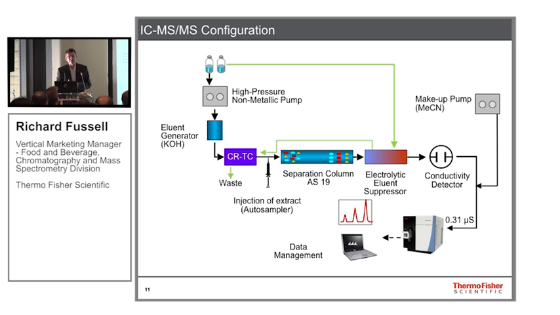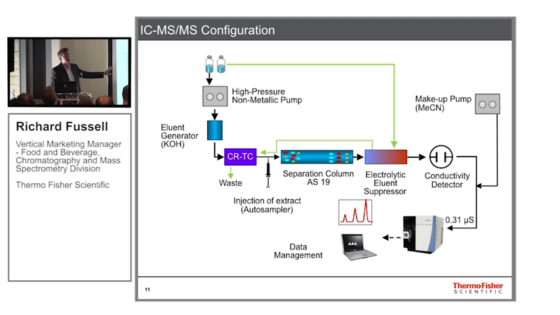So just to explain to you the configuration of the IC-MS system. At the top, we have a high pressure non-metallic pump, and then we have this patented eluent generator. So with this system, we're going to use potassium hydroxide as the eluent. We have a cartridge which contains salts, and all you need to do is add water to the system. You don't need to make up the mobile phase. You add water, that's all you need to do. And the system will create the mobile phase composition automatically.